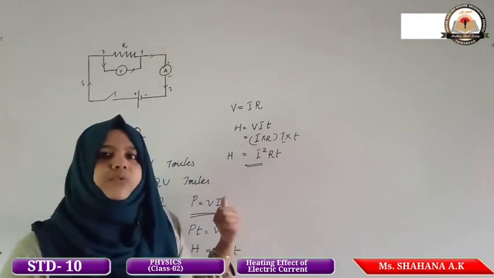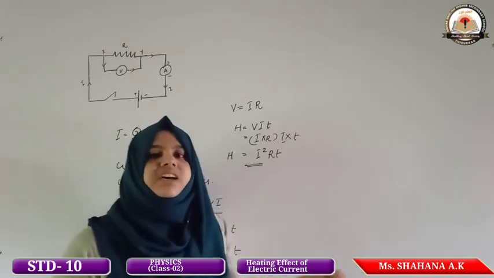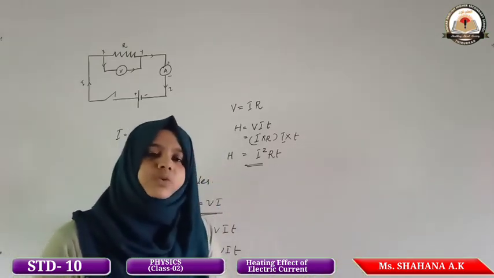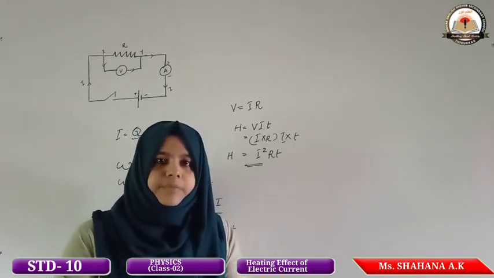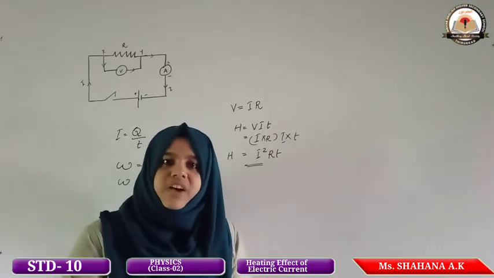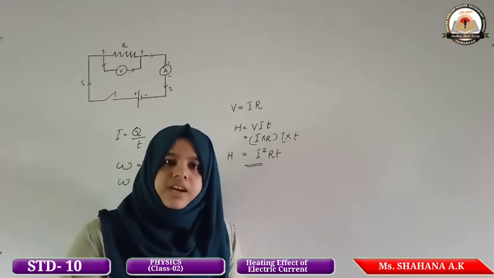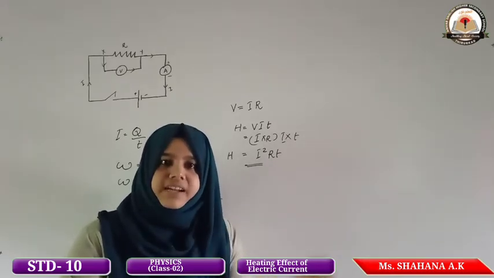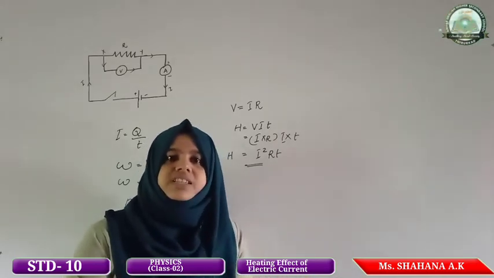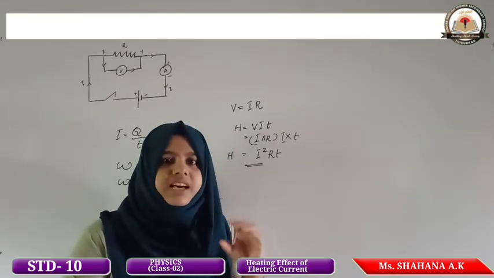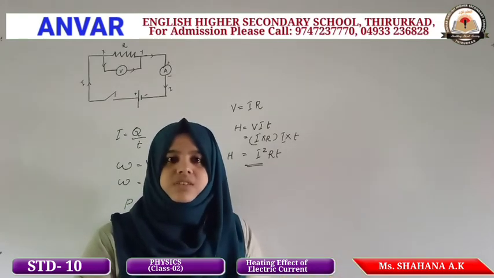From this equation, we can understand why the nichrome wire alone becomes red hot when we are passing current through that circuit. Nichrome is a combination of nickel and chromium. So it has high resistivity. When we are passing current through that circuit, that energy is converted into heat due to its high resistivity. Thus, the nichrome wire alone becomes red hot in the first circuit.